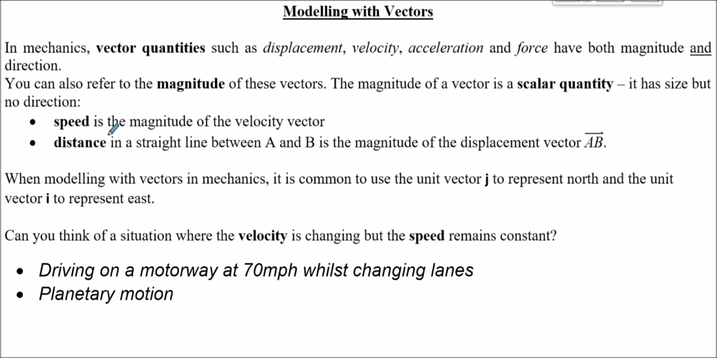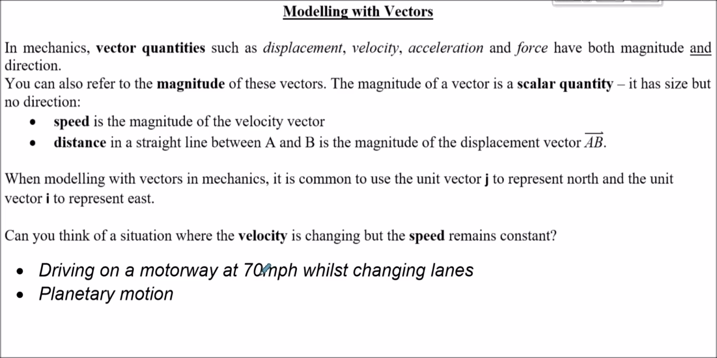So one example is driving on a motorway at a certain speed, let's say 70, whilst changing lanes. So if you change lanes, you change in direction, but you can maintain the speed of 70 miles per hour whilst doing so. So your velocity might be changing because you're changing lanes, you're changing direction, but your speed could stay at 70 miles per hour.